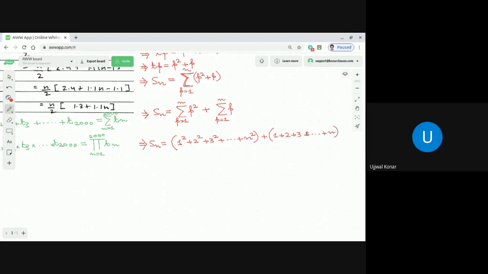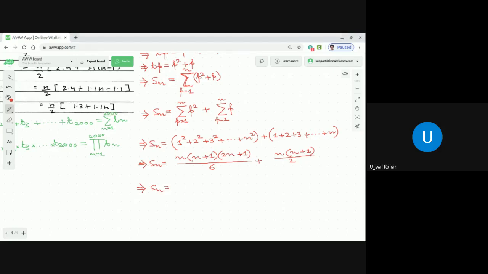Correct or not? Now please recall our formula discussion: the sum of the squares of the first n natural numbers. What is that? It is n into n plus 1 into 2n plus 1 divided by 6, plus n into n plus 1 by 2. Correct or not? So from here what we are going to get is Sn equal to n into n plus 1 by 2.